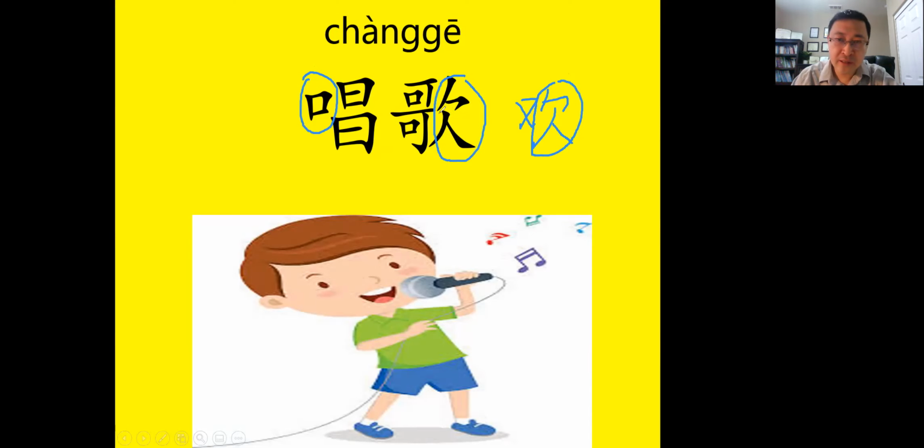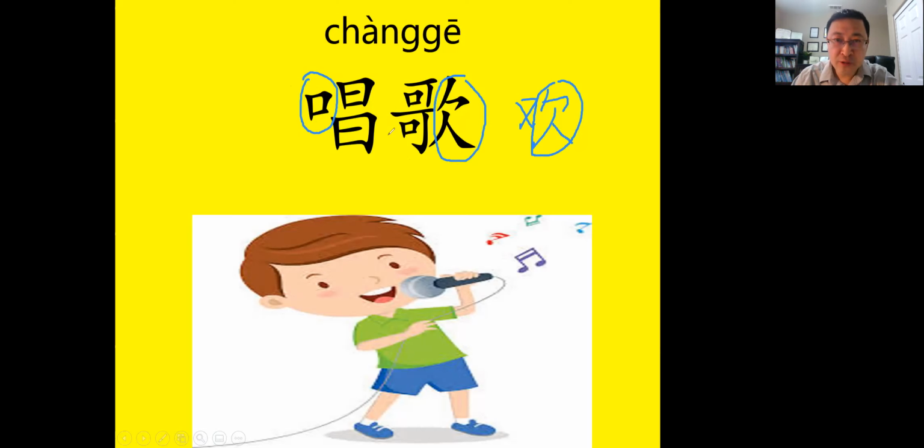So "ge" here indicates someone is singing songs happily, enjoyably. "Ge" is a noun, meaning song or songs. Chang has a mouth radical, which means to sing. And that's why there's a mouth radical in it.